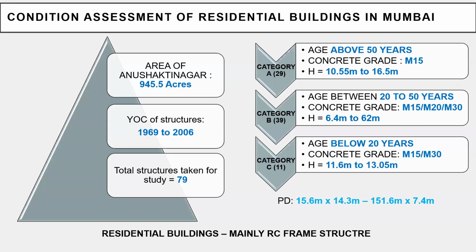And category C, for which the age of the structure is less than 20 years, has a total of 11 structures. The grade of concrete used is M15 and M30 in the original design, and height varies from 11.5 to 13 meters. The plan dimensions of all these structures vary from 15.6 meter by 14.3 meter to 151 meter by 7.5 meter. Mostly all these buildings are RCC framed structures, and wherever required, shear walls are also provided.